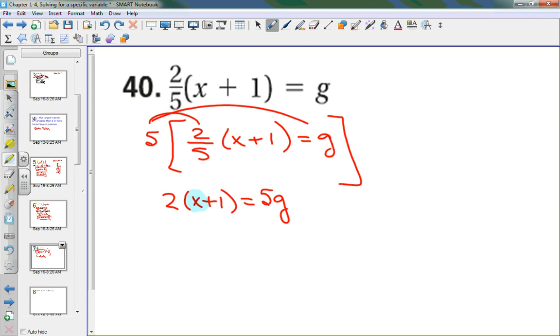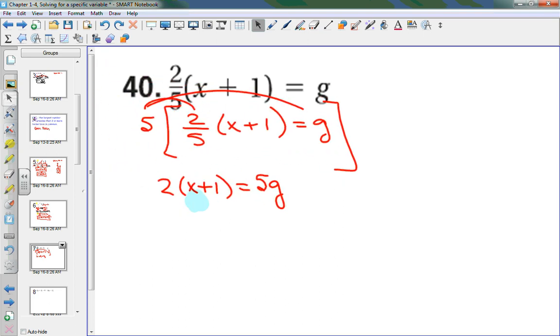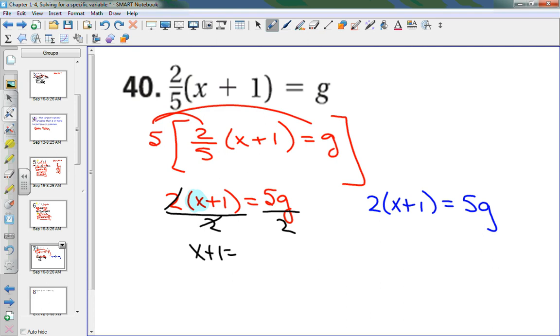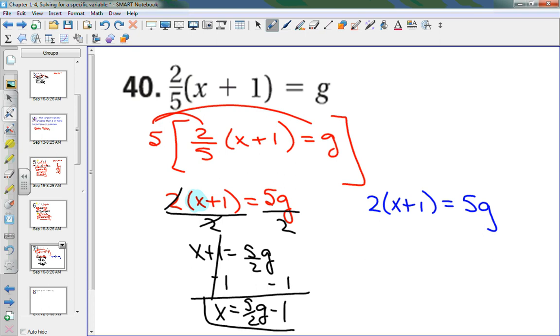I'm going to go ahead and copy this. I'm going to do this both ways for you so that you can see what I'm talking about. I'm going to divide both sides by 2. That cancels out, and I'm left with x plus 1 is equal to 5 over 2 g. Subtract the 1. And x is equal to 5 over 2 g minus 1. That's one way of doing it.